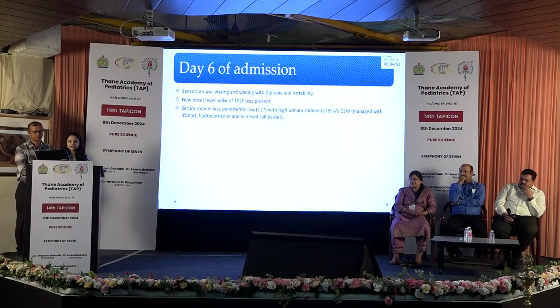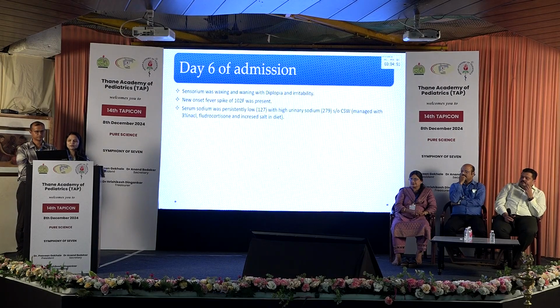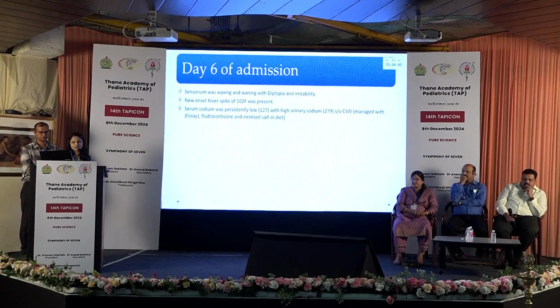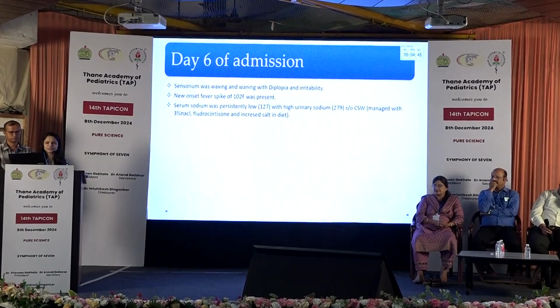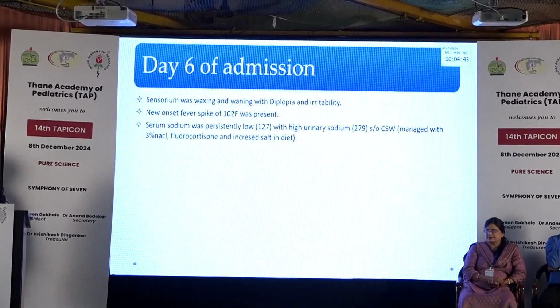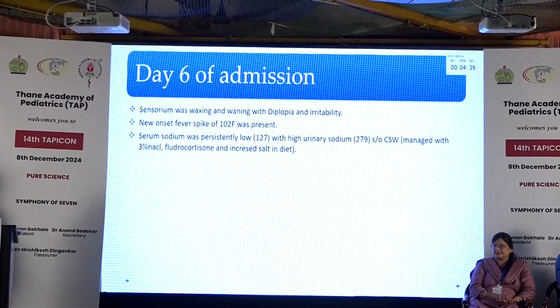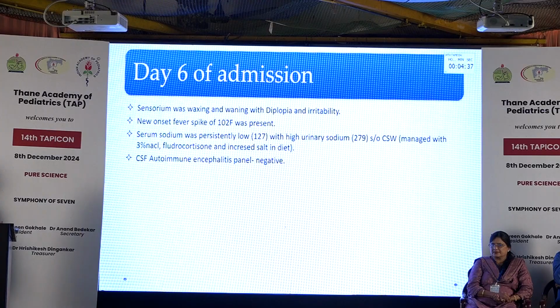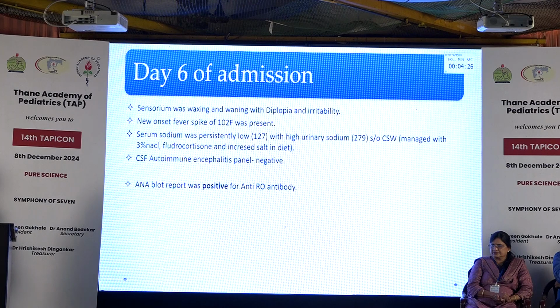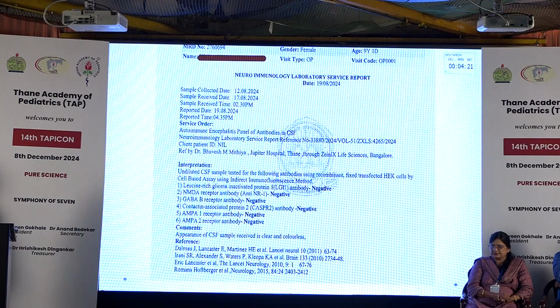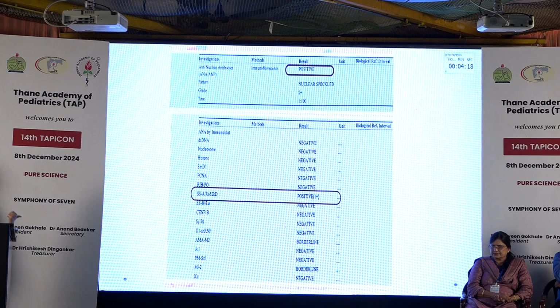On day 6 of admission, her sensorium was waxing and waning with diplopia and irritability. New onset fever spike started. Sodium was persistently low with high urinary sodium. So we managed her for cerebral salt wasting. Autoimmune encephalitis panel had come by that time. It came as negative. ANA blot test, which we had sent for workup for SLE, came positive. ANA came positive, plus anti-RO antibody also came positive. These are the reports. Autoimmune encephalitis panel is negative. ANA is positive, and anti-RO antigen is positive.